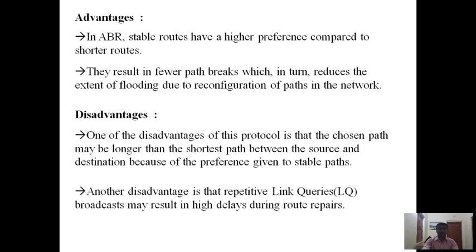Another disadvantage is that repetitive local query broadcasts may result in higher delays during route repairing. Whenever the routes are broken, route repairing takes longer delays. So this is one of the disadvantages also. These are all the concepts in the associativity based routing protocol.